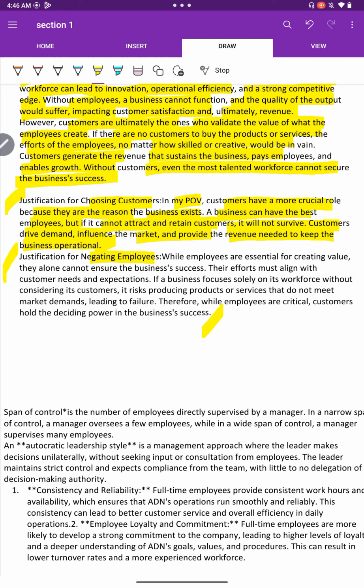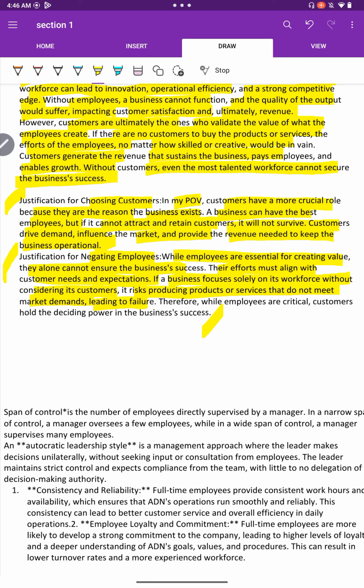So I say that employees are not so much important. While employees are essential for creating value, they alone cannot ensure the business success. Their efforts must be aligned with the customer needs and expectations. And you can go with both because for the business, both are important. So if a business focuses solely on its workforce without considering customers, it risks producing products and services that do not meet the market demands, leading to failure.